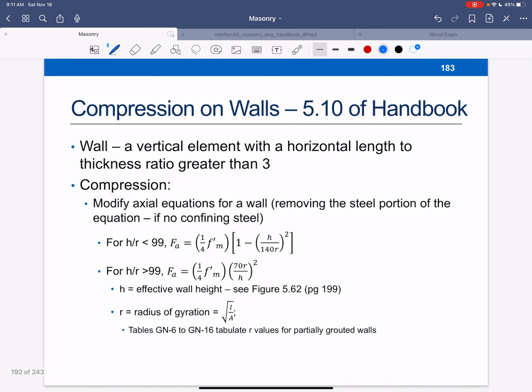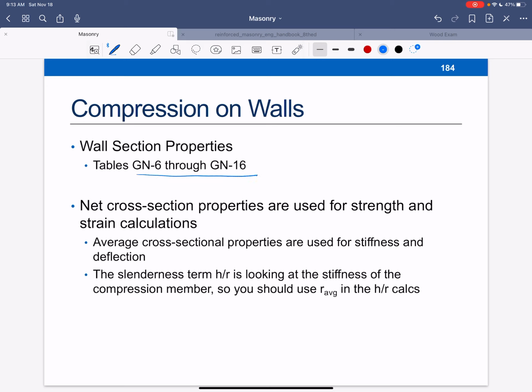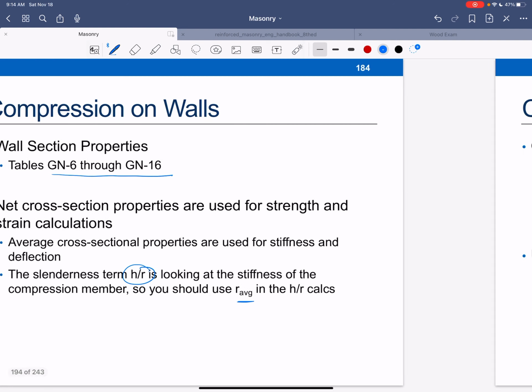All right, so you might use that on a column or something. The wall section properties are in those tables in the handbook as well, in this case, the GN6 and the GN16. And net section properties are what we use for strength and strain calculations. We'll use average for stiffness and deflection type calculations, but for strength and strain, we're going to use net. The slenderness term looks at the stiffness of the member, so we should use an r average when we do that h over r calc. And again, those are tabulated for you.